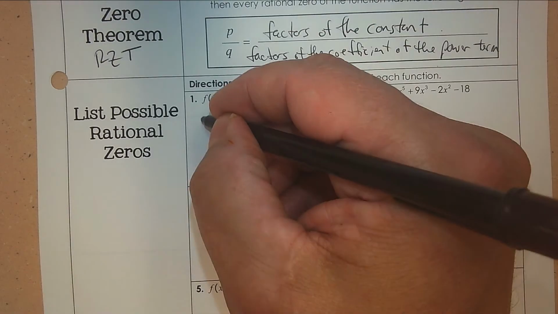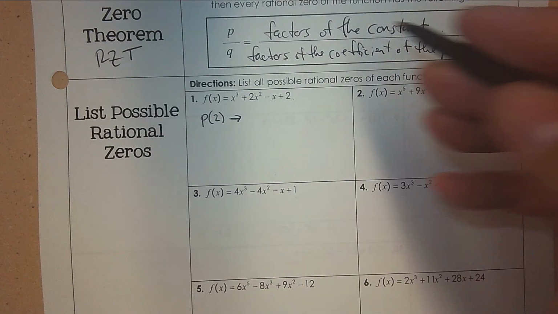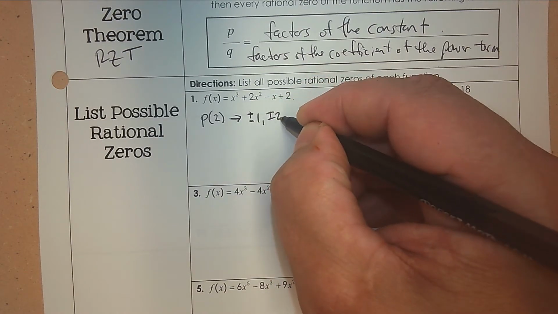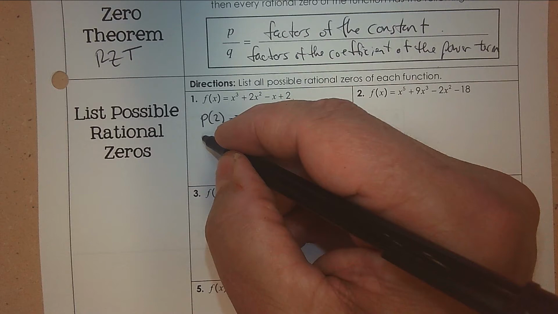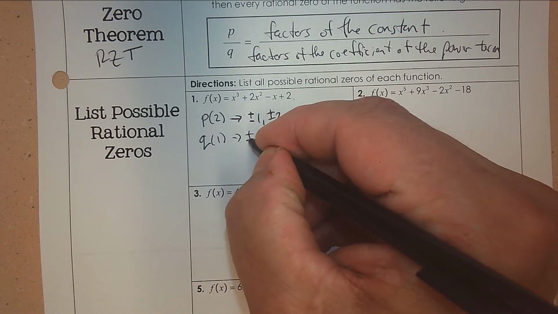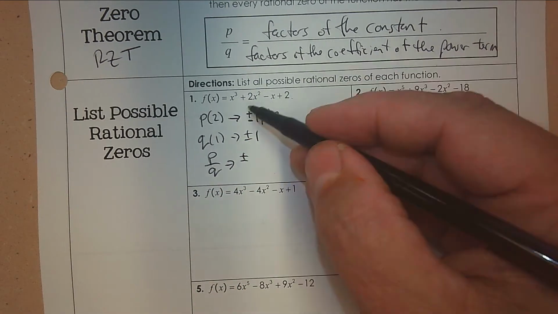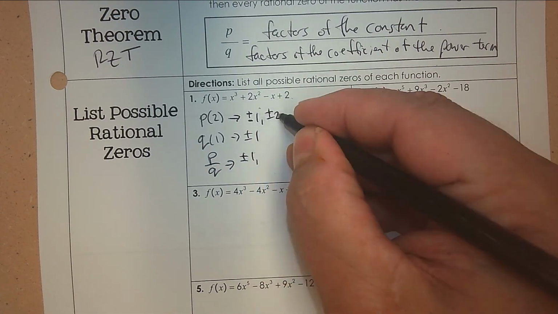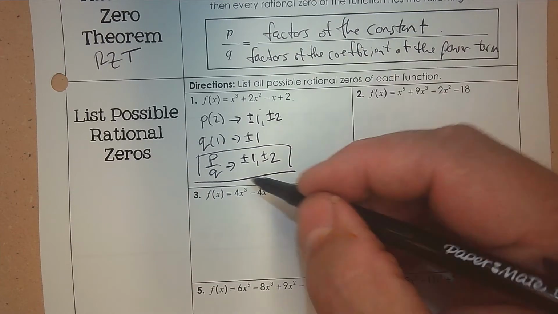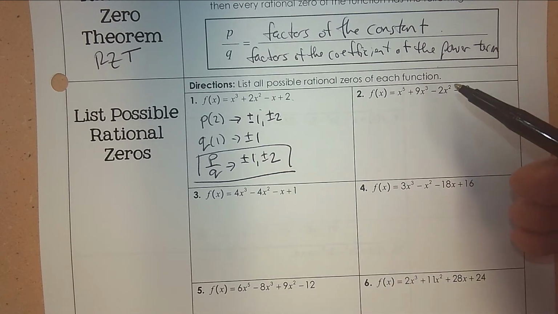So first we recognize P, which is 2, the constant. What are all the numbers that go into 2 evenly? All the factors, and it's going to be both positive and negative. So positive and negative 1 and positive and negative 2. Q, what's the leading coefficient? Well, I don't see a number, but that means it's 1. Then the list is all combinations of P over Q. So 1 divided by 1, 2 divided by 1. That is the list. And what we just did was use the rational zero theorem to create a list, and later we're going to test that list using synthetic division.